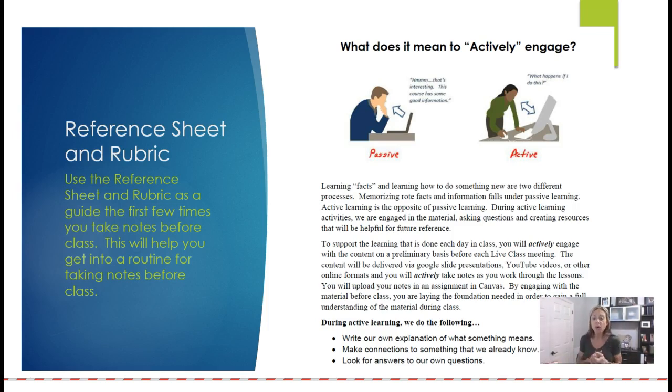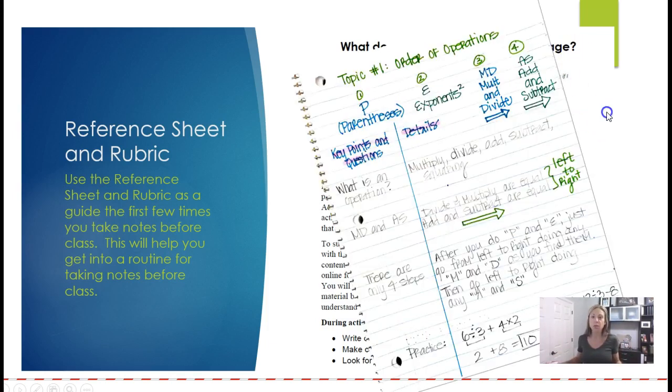You're writing out your own explanations. You're making connections to something you already know, and you're looking for answers to the questions that you come up with. So the teacher shouldn't be the only one to pose questions. You should pose your own question. So instead of being the passive learner who just sits and stares at the screen, what you want to do is you want to engage. Well, what happens if I try this? Or I wonder if there's another way I could solve this problem. Okay, so those are things you want to think about as you're working through the material.